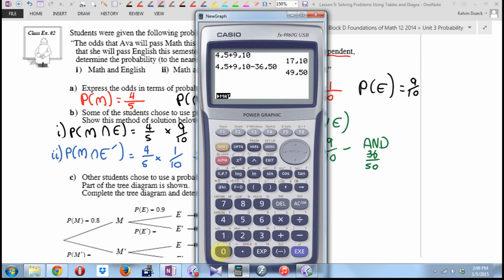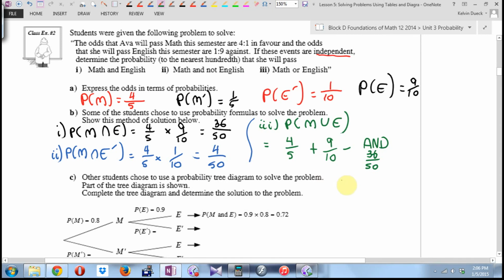By the way, what are the odds? Is he okay? Is he alive? You are alive, Mark? Okay. Hey, what are the odds of flunking both? 1 out of 50. Okay. 49 out of 50.